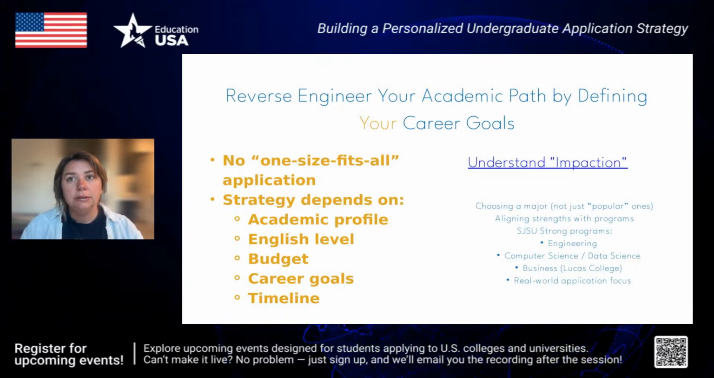So maybe you have a best friend and you just want to be with them, and that's a good start, but you also have to think about, do you align with your friend on where you want to be? So I think that the strategy also depends on your academic profile.